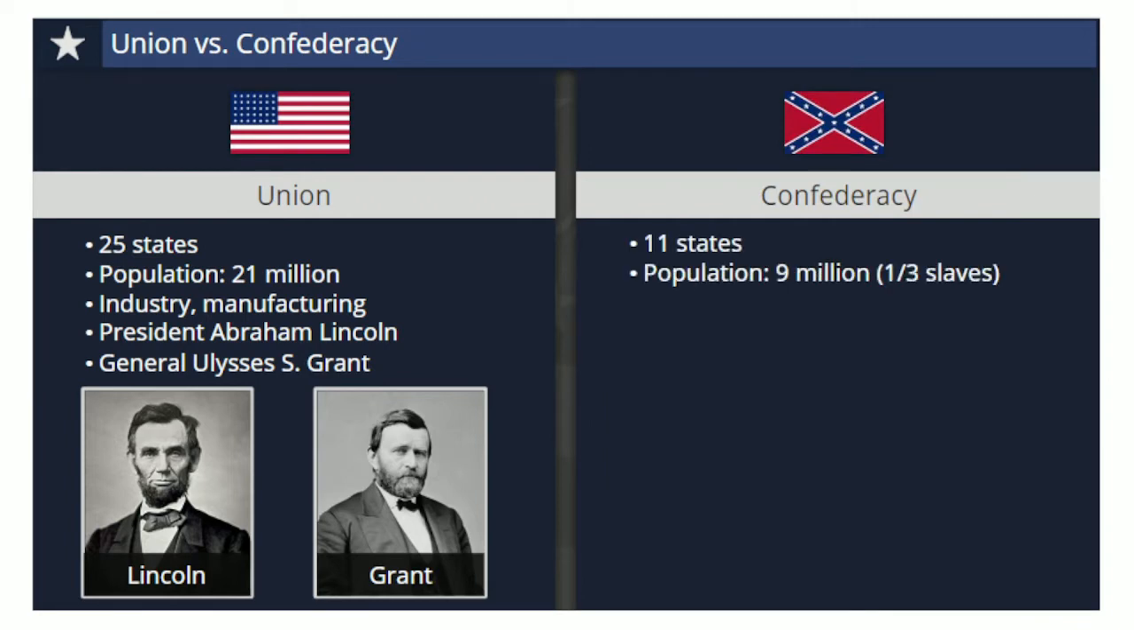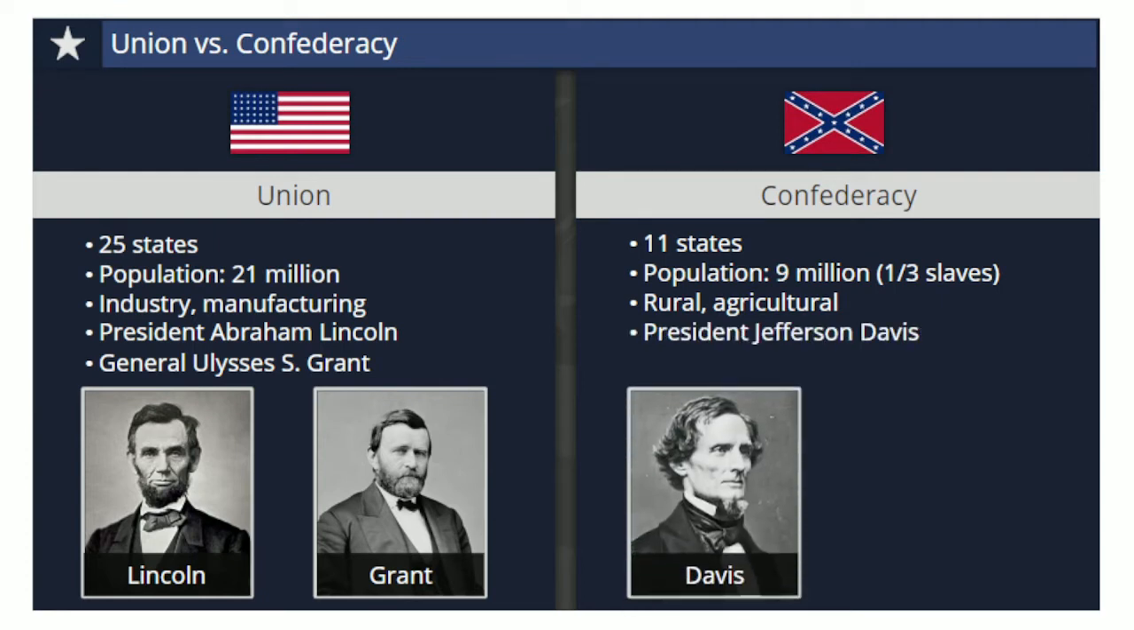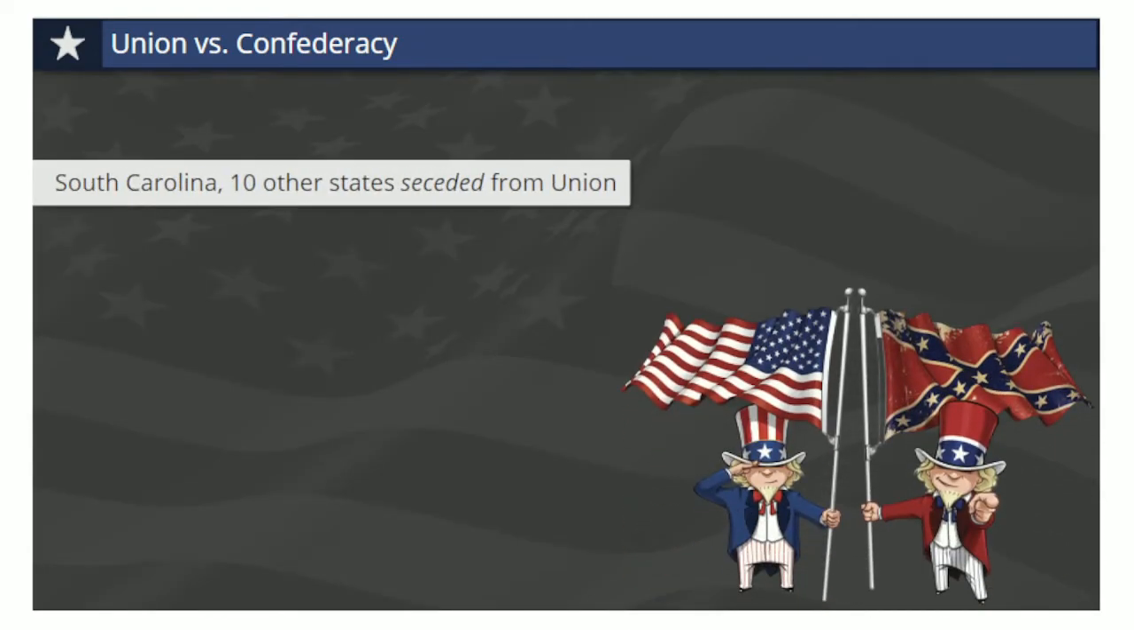11 states made up the Confederacy. These states had a far smaller population of about 9 million, but more than a third of those people were African American slaves. Compared to the Union, the Confederacy was far more rural and agricultural. The Confederacy elected its own president, Jefferson Davis. Its most famous and successful general was Robert E. Lee.